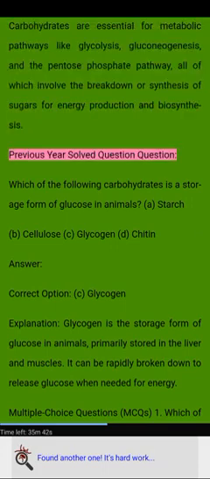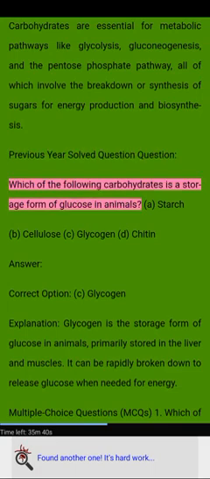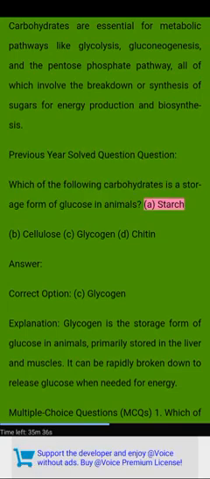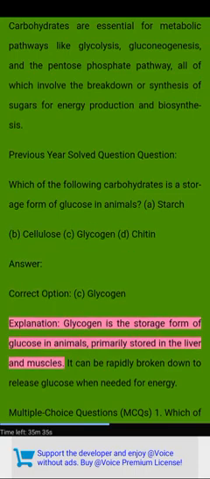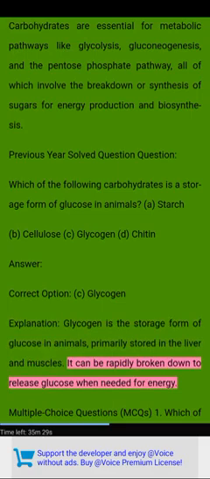Previous year solved question. Which of the following carbohydrates is a storage form of glucose in animals? A. Starch. B. Cellulose. C. Glycogen. D. Chitin. Answer: correct option, C. Glycogen. Explanation: glycogen is the storage form of glucose in animals, primarily stored in the liver and muscles. It can be rapidly broken down to release glucose when needed for energy.